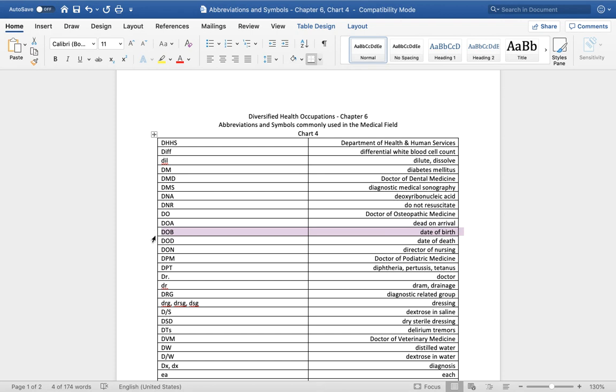DOD, this is date of death. This is the date that somebody dies. Right, goes on a death certificate. It has to be reported to the state every time this happens. DON, this is capital DON, Director of Nursing. With Director of Nursing, this is a title, so it's always going to be uppercase. This is the person that oversees an entire nursing department of a clinic or a hospital, something like that.